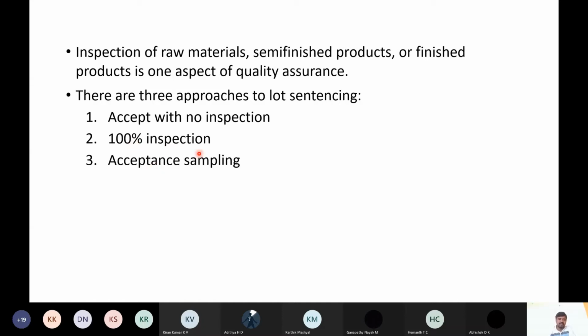Acceptance sampling. This module is related to acceptance sampling. That means here you are not evaluating all the units of a product. You are picking only a few and evaluating them, and you are making a decision regarding the lot based on these samples. Based on the quality of these samples, you are making a decision whether to accept a lot or not.